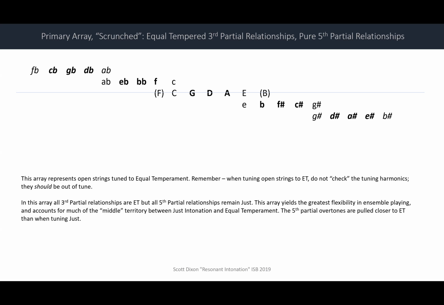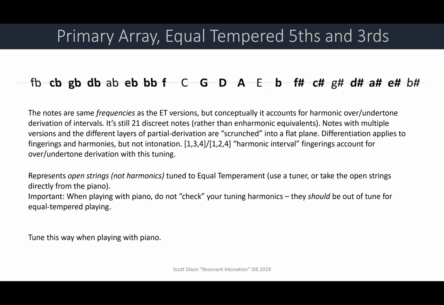I'd like to get more into that, but I'm just going to keep going. This is the way I think of the array in equal temperament. If you're playing with piano, this is how I think of it. See how the notes in the middle are capital letters, and they expand smaller and smaller outward. So the actual frequency of the notes, the actual physical location on the instrument, is the same as equal temperament, but I'm still thinking of them in terms of their harmonic overtone and undertone derivation from D.